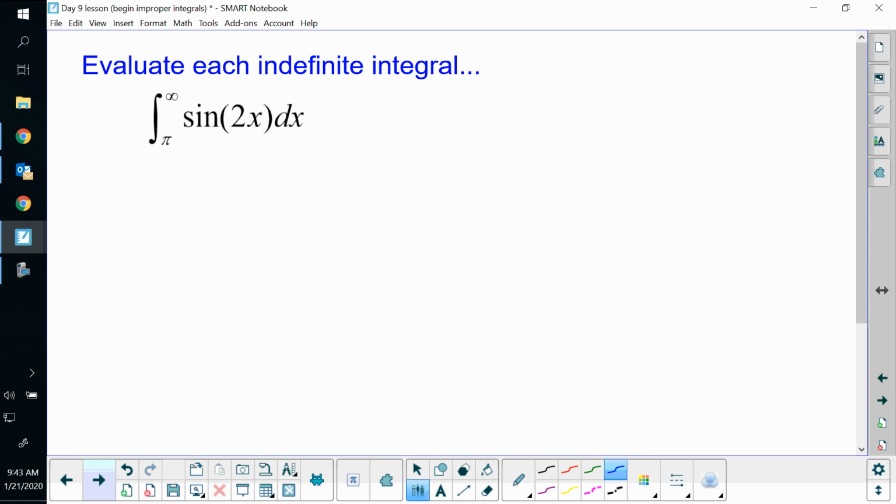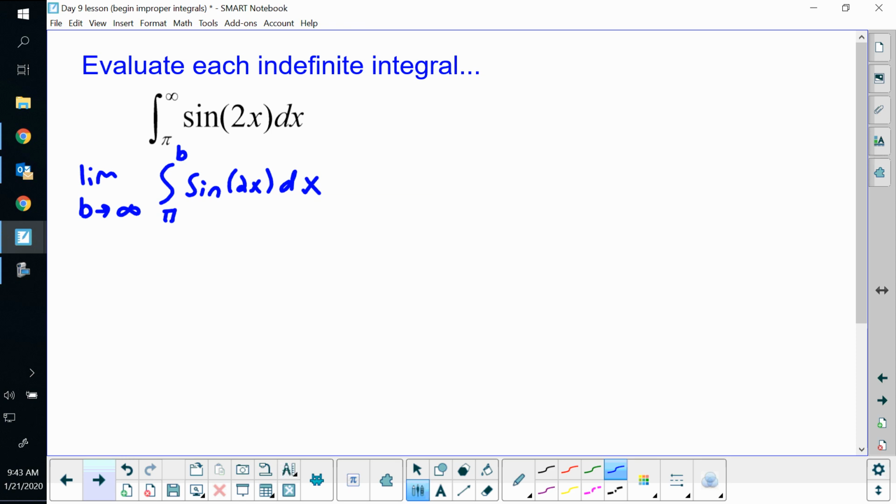All right, here's our next one. It's the top of the second last page. So we would recognize that this is an improper integral because our b value is infinity. So we'd have the limit as b approaches infinity of the integral from pi to b of sine of 2x dx.